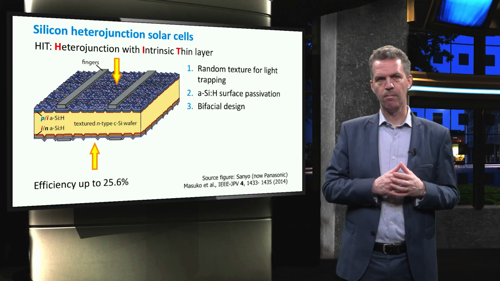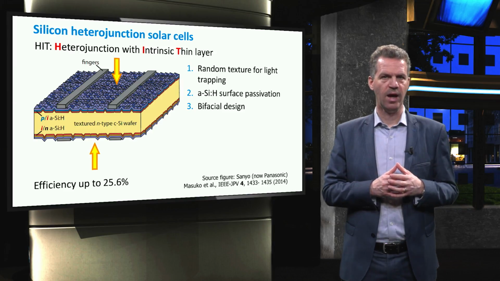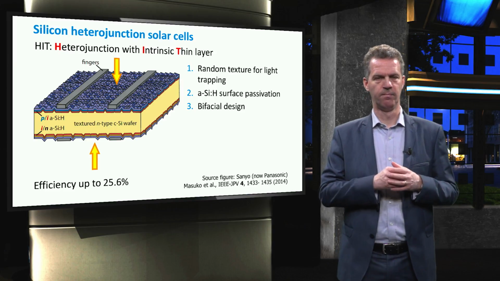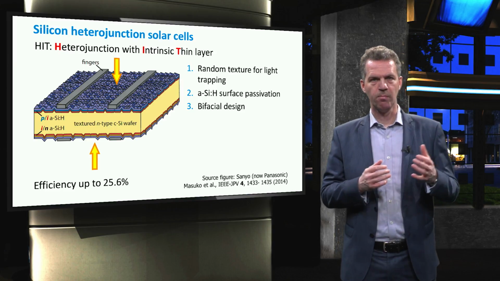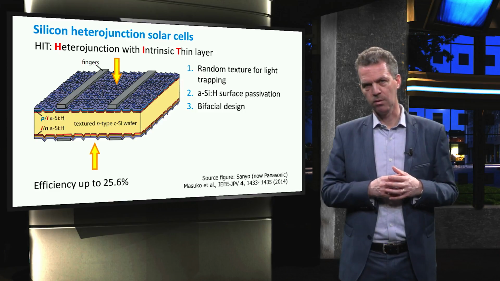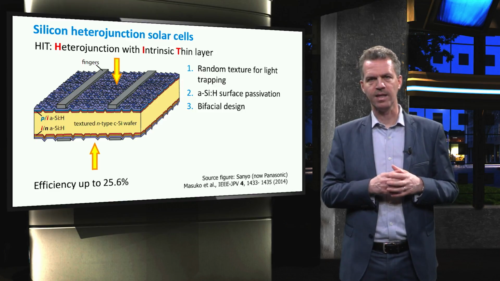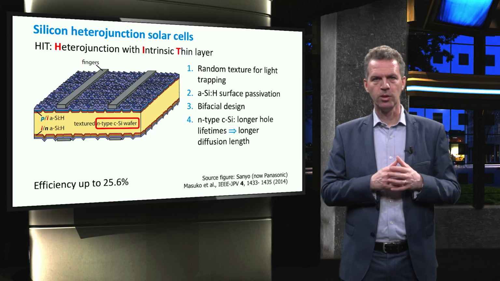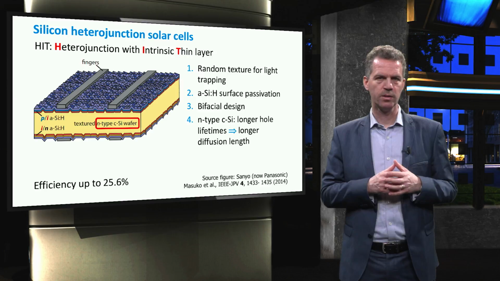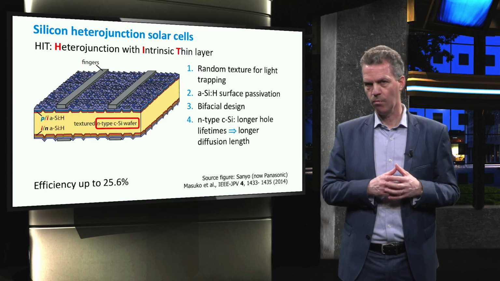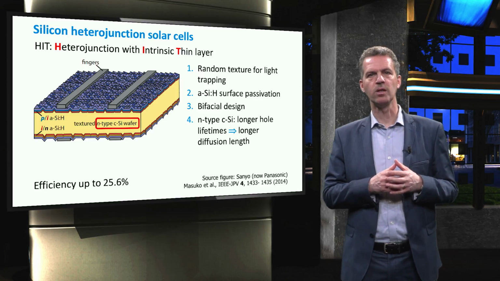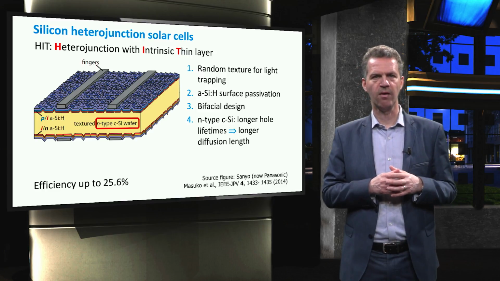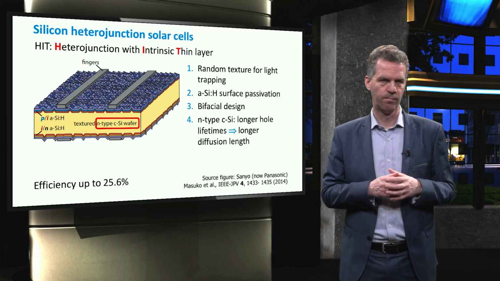This makes the solar cell a bifacial cell, meaning that light can enter from both the front side and the back side. Light absorption of such a bifacial design will be increased as it can collect light that has been reflected from the surface underneath the cell. To ensure a good lifetime of the charge carriers, this concept uses an N-type wafer base instead of P-type to increase the lifetime of holes, although high-performing HIT cells have been made on P-type wafers as well.